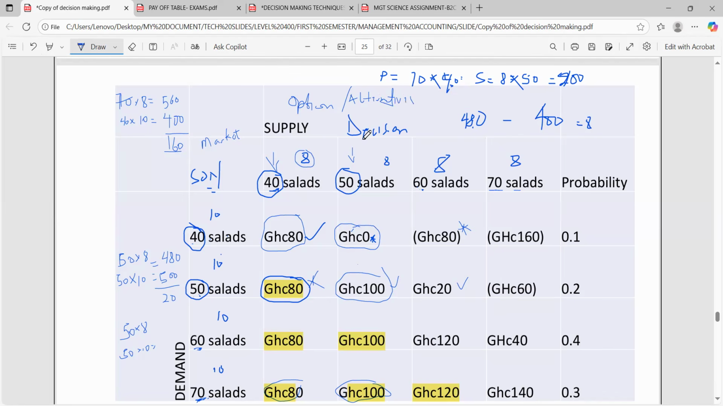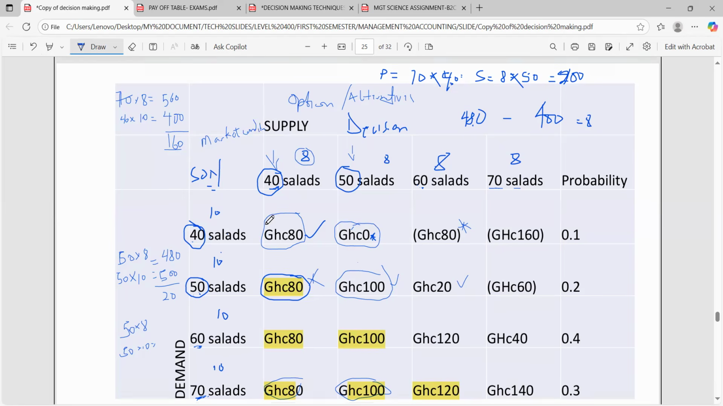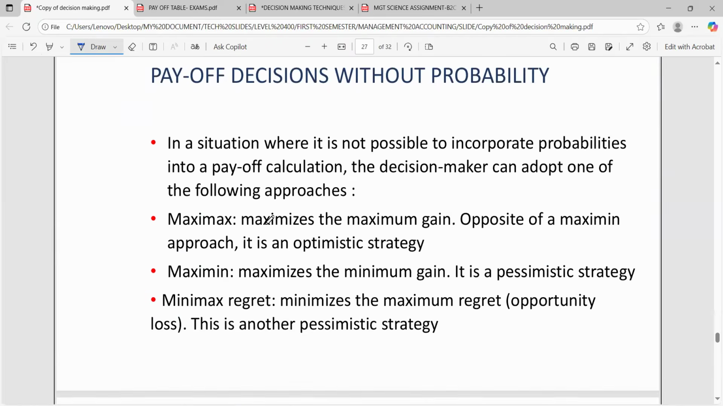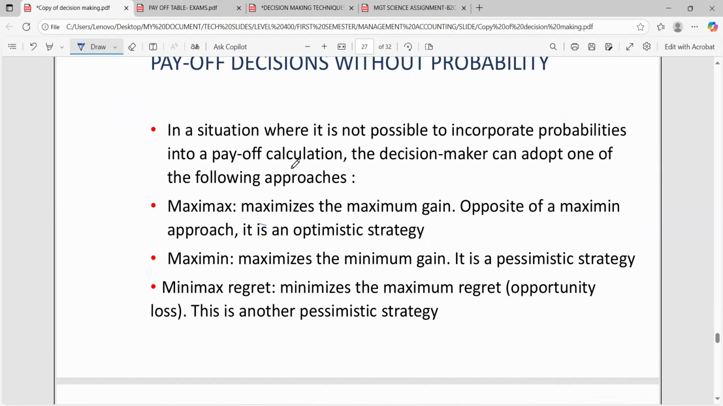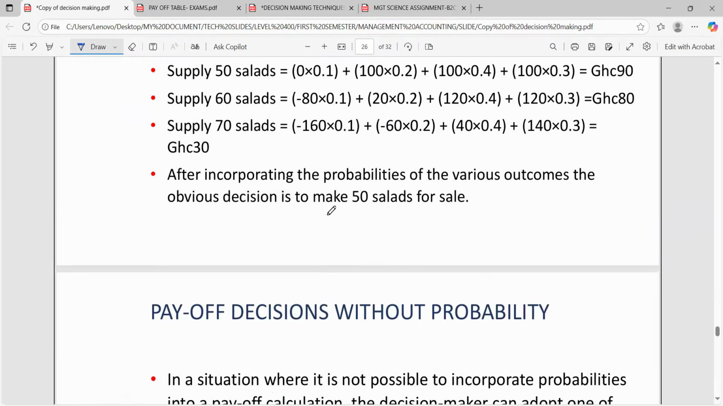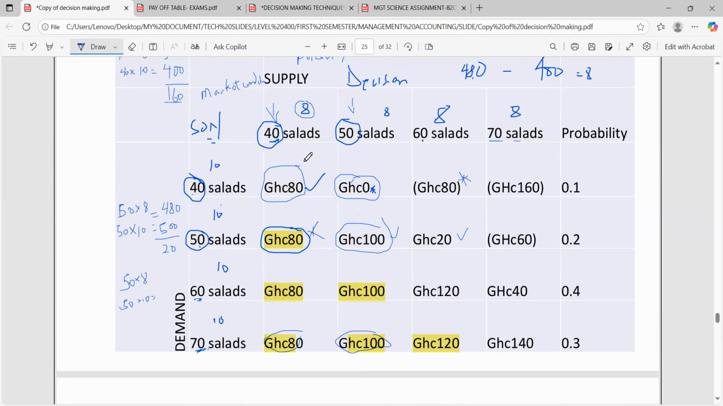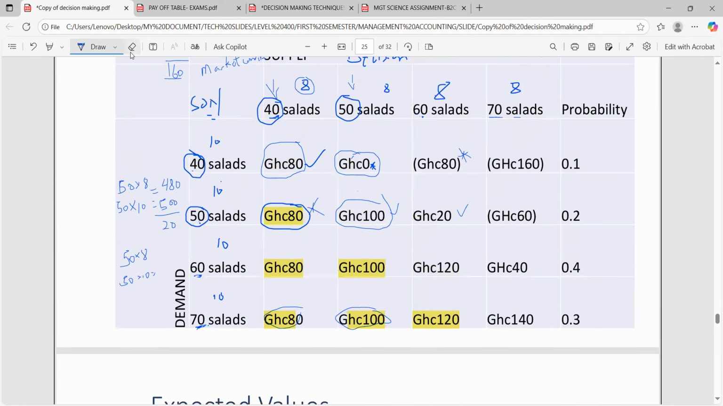So you see me writing decision and then state of nature. State of nature means the market conditions. Take a deep breath and then read. You understand it. In a situation that is... So in a question like this, let me clean everything that I've done or circled in it.